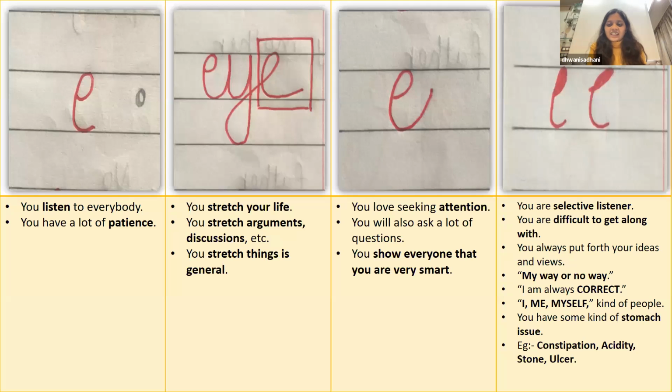Then we're going to do the last T. So the last T is the opposite of the first T. Here, the E is joined. The E is not open. The E is closed. So what do you mean by your E is closed? E is also like an ear. So when your ears are open, it means you listen to everybody. Now when the E is closed, it means your ears are closed.